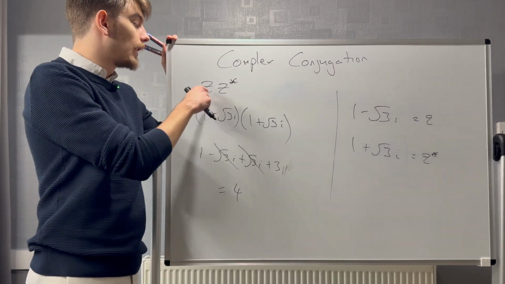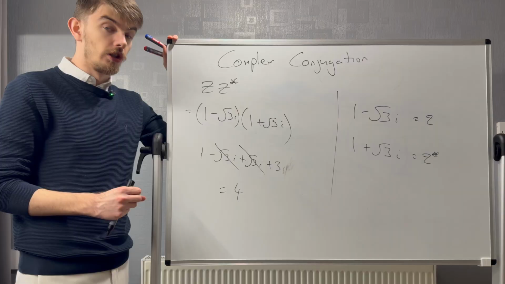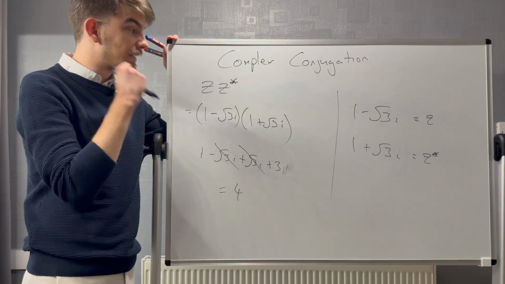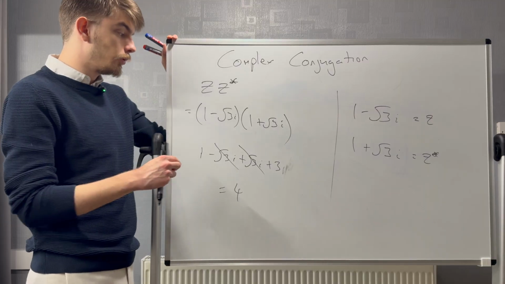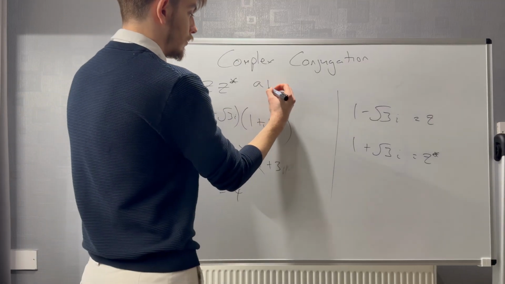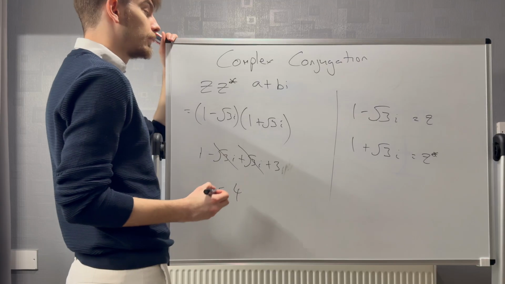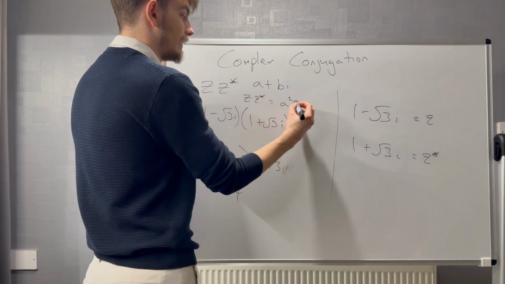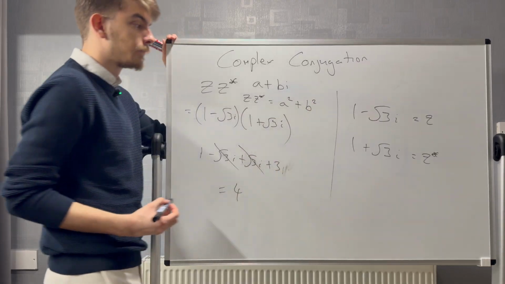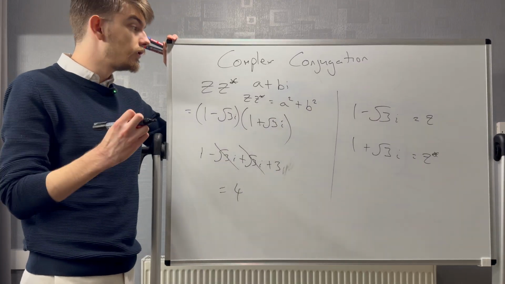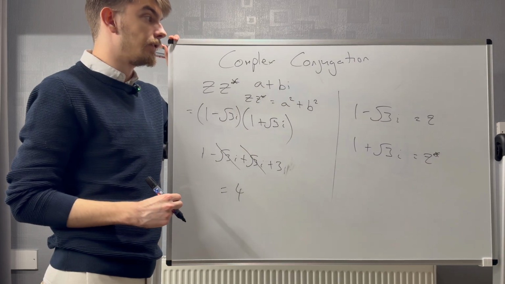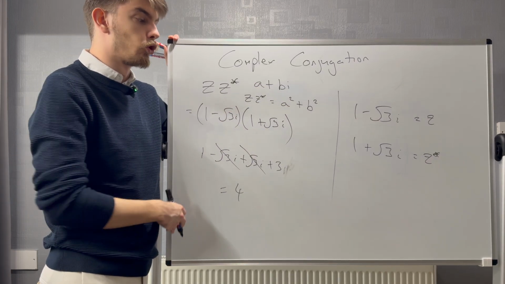Whenever you multiply a complex number by its conjugate, you get a real number. Specifically, for a complex number a plus b i, z times z star is a squared plus b squared. You are turning it into a real number. And this can be very important, as we will shortly see.